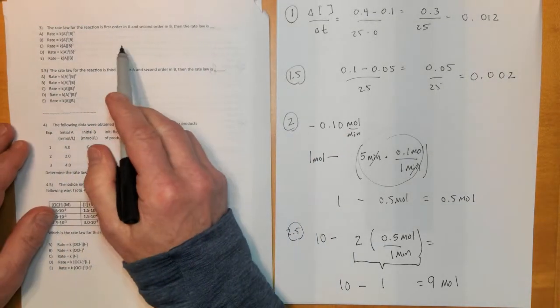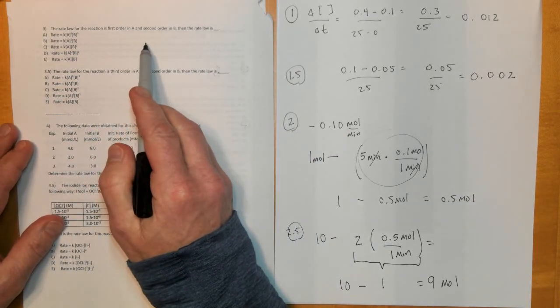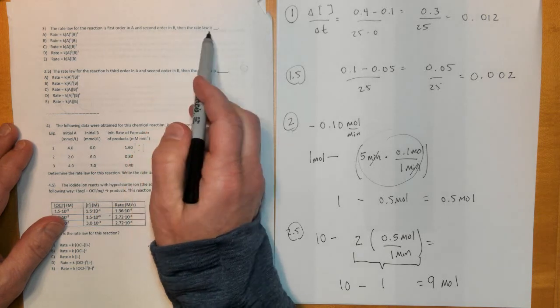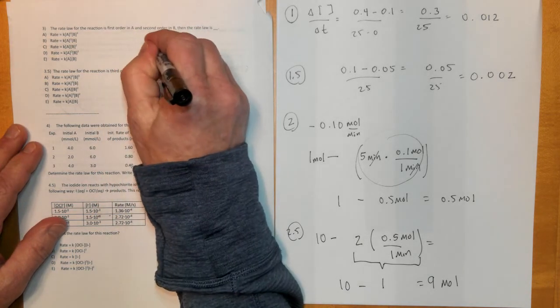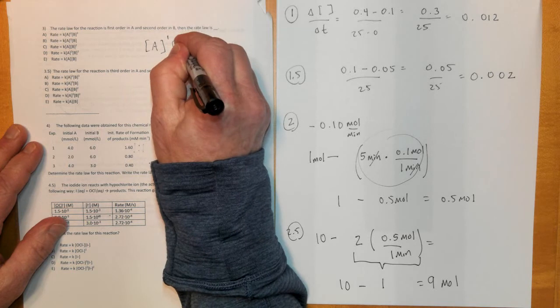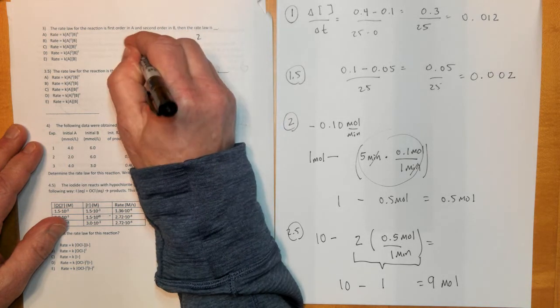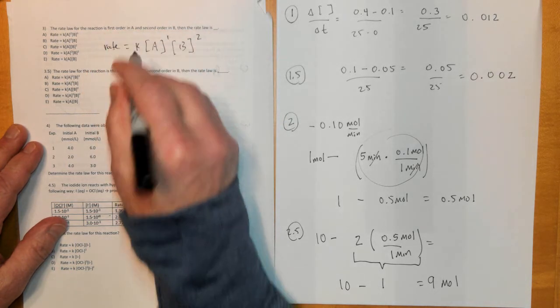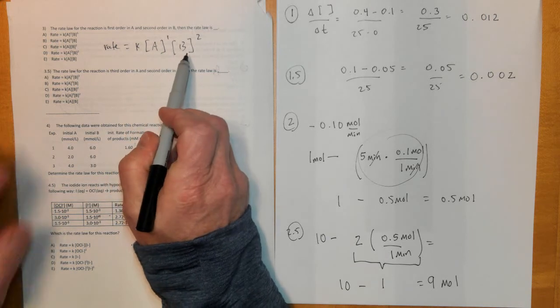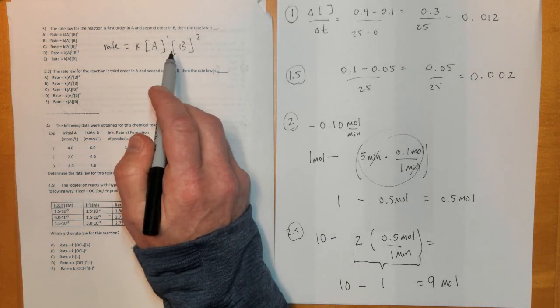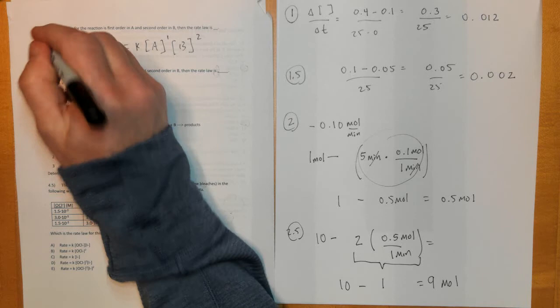The rate law for the reaction is first order in A, second order in B, then the rate law is, so first order in A would be a 1. For B, it would be second order. We'd put the k. Rate equals k[A] to the first, [B] to the second, which is letter C.